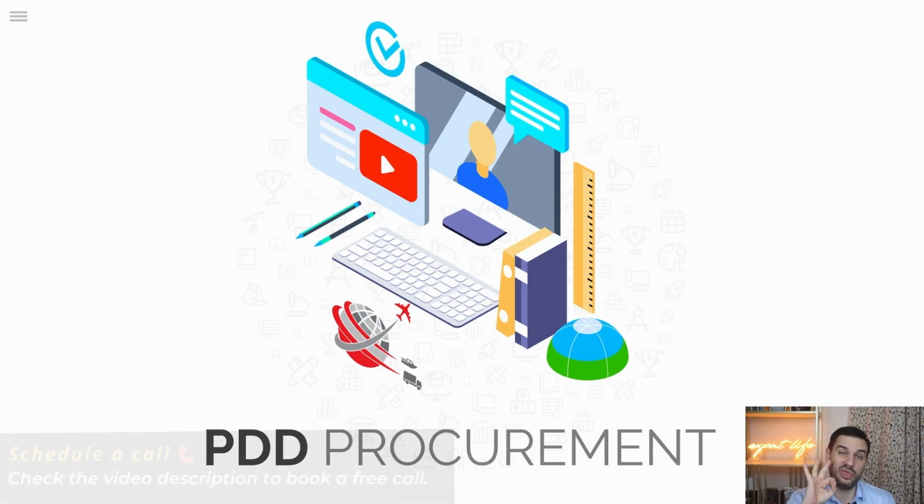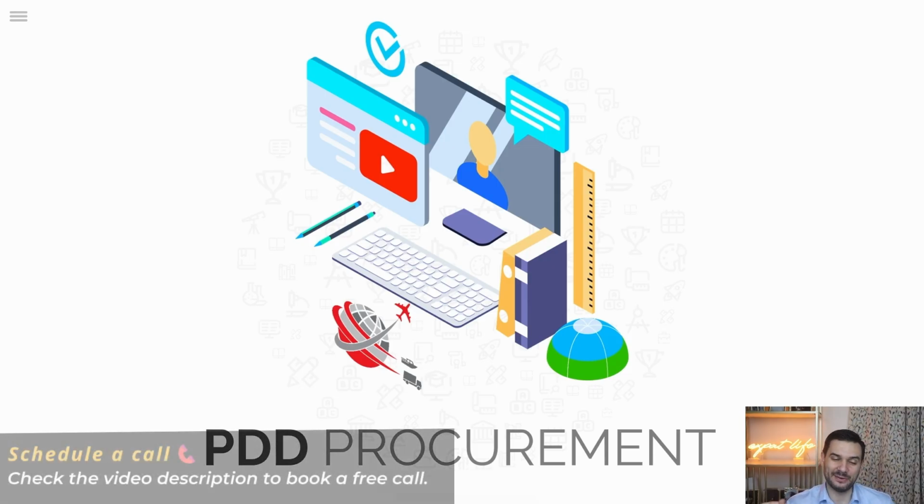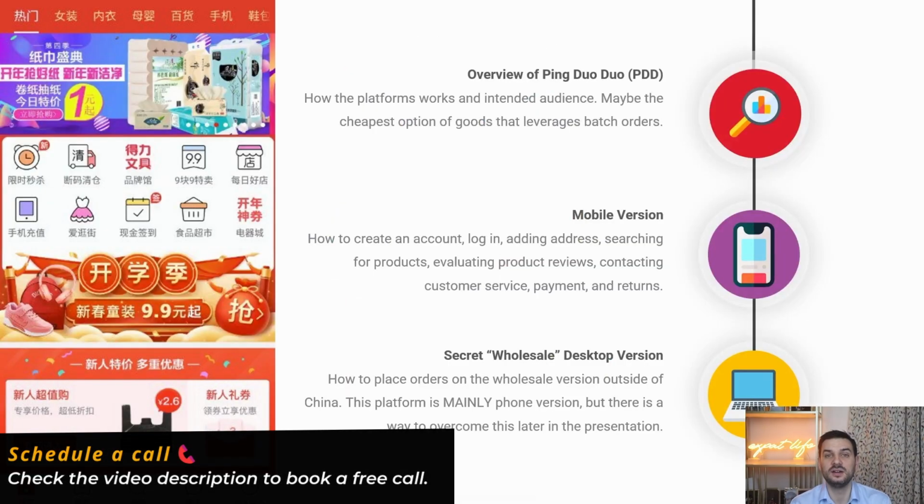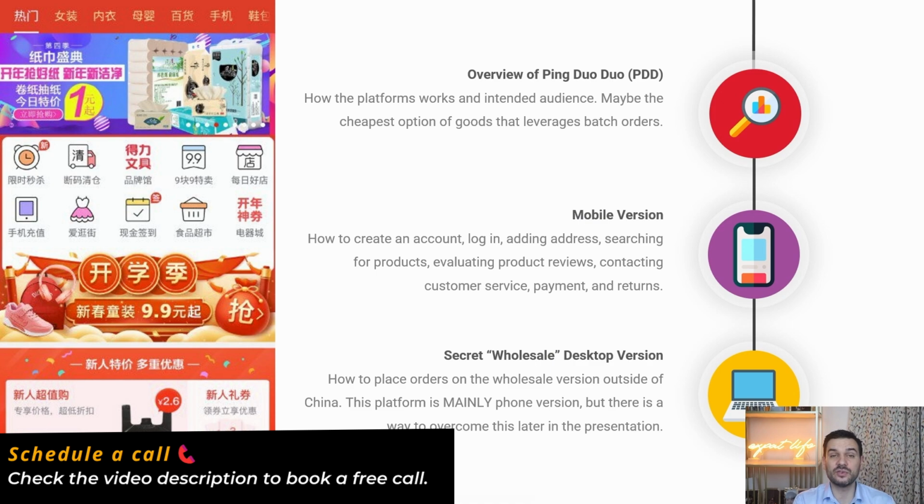So now let's talk about the third platform called Pinduoduo. And this one kind of just came out of nowhere over the past couple years, and you can see why it's worth learning about this, because possibly you can find the cheapest products in here. So in this lesson, I'm going to give you an overview about the platform Pinduoduo. You'll learn how to use the mobile version to include signing up, ordering, finding products, refunds, tracking, and all that. And lastly, I'll teach you guys how to access the wholesale version. Very few people know about the wholesale version, but I'll teach you a method to do that.